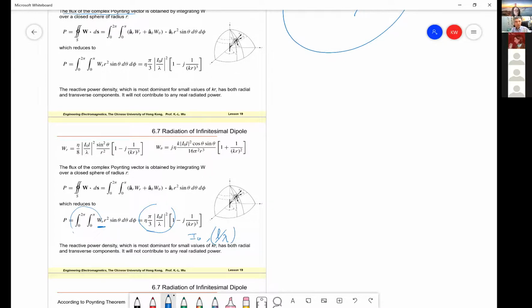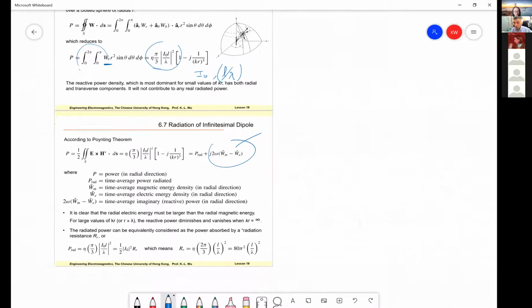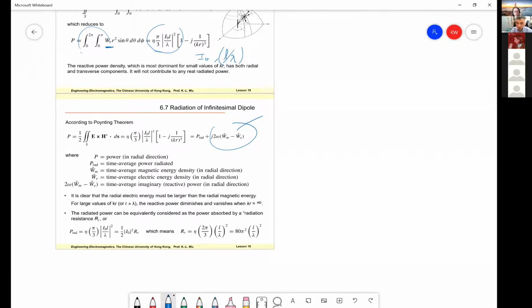And the imaginary part of the power will decay so fast because it is proportional to 1 over R cube. Okay, it decays very fast. Once the distance is a little bit larger, we can ignore this. So let's just ignore this part. We don't have time to discuss this. Then let's look at the real part. The real part we said is equal to this. This is the total power radiated.